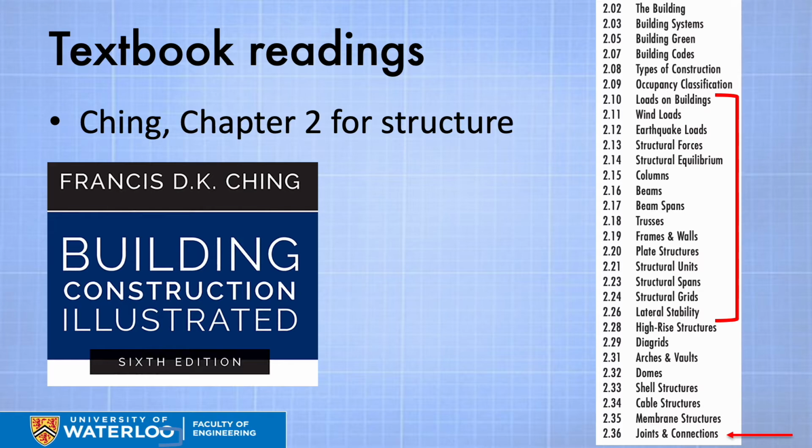So the first thing to remind yourself of is that we should be reading Ching's Building Construction Illustrated textbook. And really, there's a very good series of chapters on this information. I'm highlighting here sections 210 to 226, as well as 236 for joints and connections.